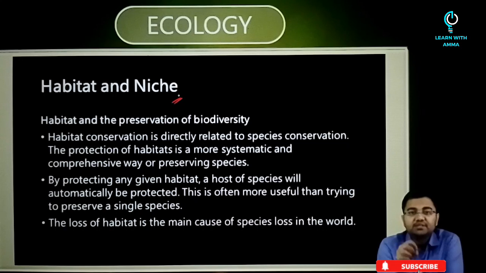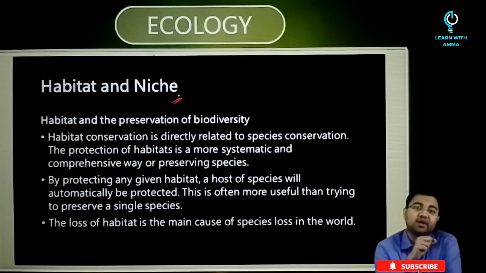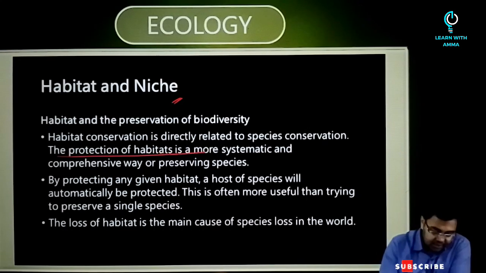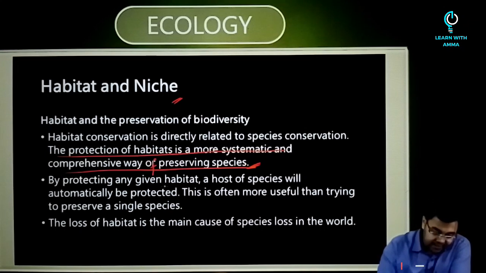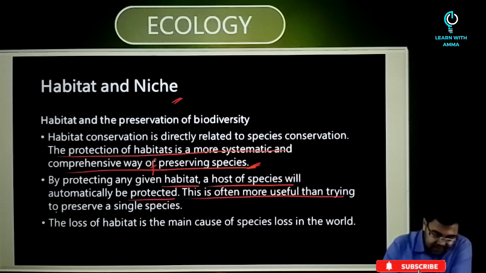Now, habitat plays a crucial role in preservation of biodiversity because habitat conservation is directly related to the conservation of species in its environment. The protection of habitat is a more systematic and comprehensive way of preserving the species. So by protecting any given habitat, a host of species will automatically be protected. This is often more useful than trying to preserve a single species.